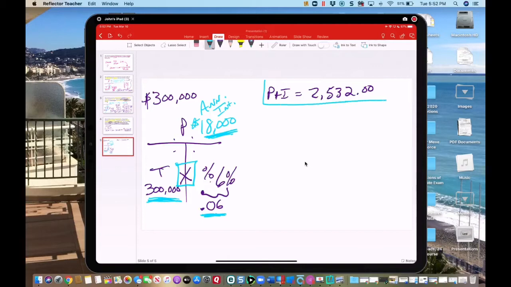This is our monthly principal and interest. So we need to divide this $18,000 annual interest by, well, I don't know why I put 12,000 there. We need to divide this by 12. And when I divide that by 12, I get $1,500. Remember, if this is annual interest, if we divide it by 12, the $1,500 will be monthly.